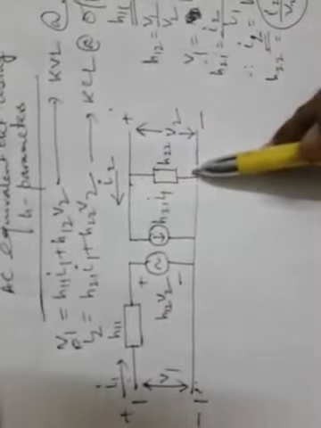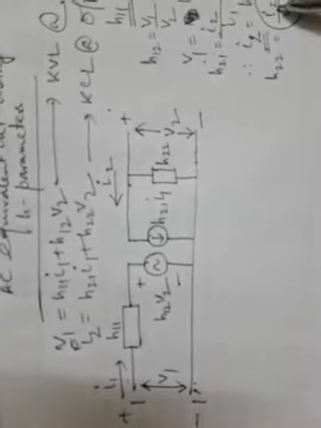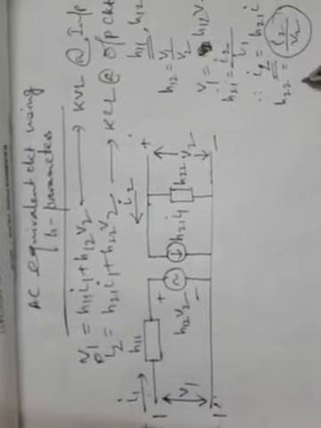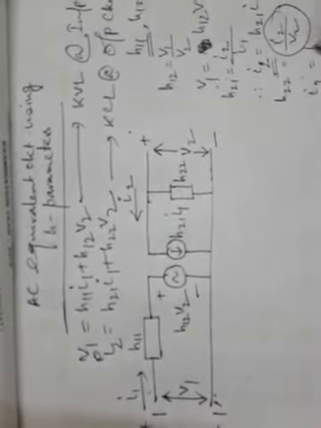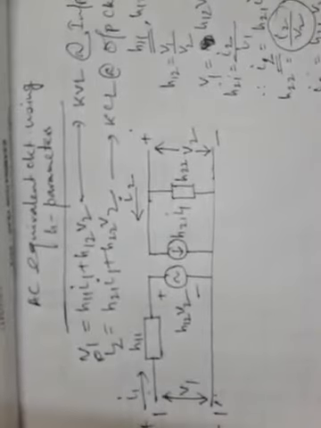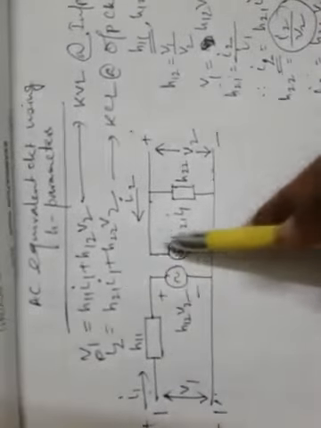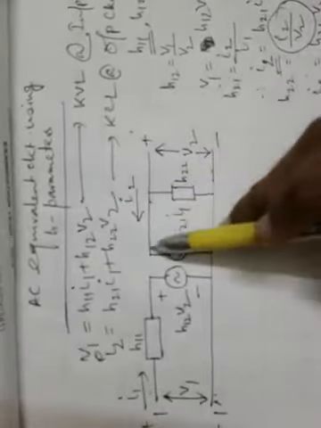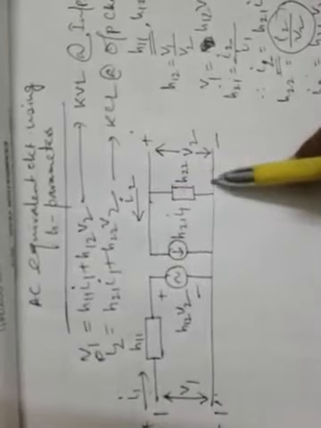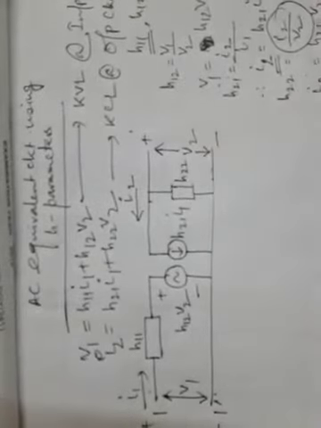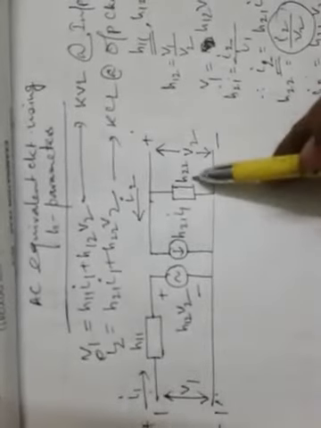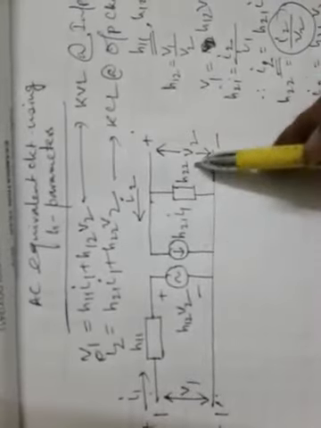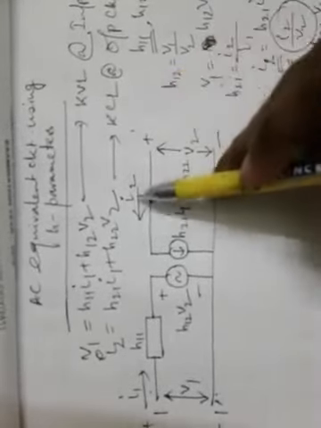And how much is that? From here you can get that it is nothing but H22 V2. So in this branch it is H21 I1, and through this branch it is flowing H22 into V2, because V2 is parallel to this H22, so they should be multiplied, and these two branch currents should be added up by using KCL to get the I2.